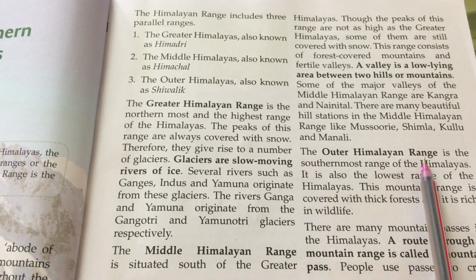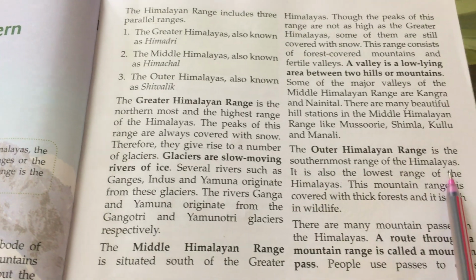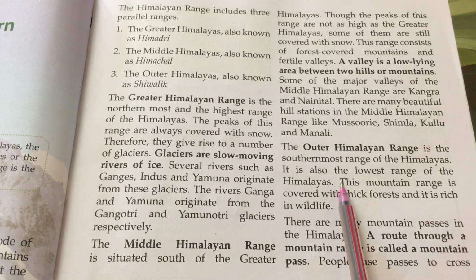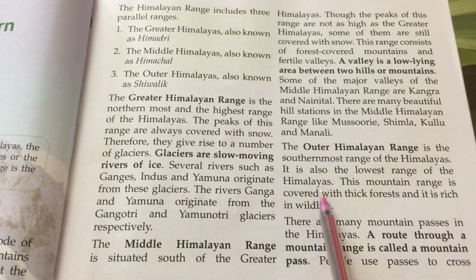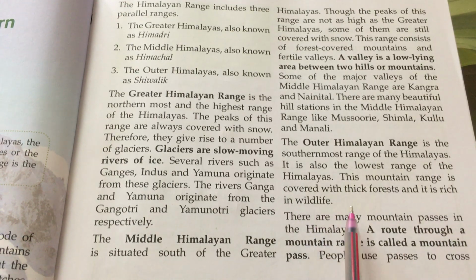The Outer Himalayan range is the southernmost range of the Himalayas. It is also the lowest range of the Himalayas. This mountain range is covered with thick forests and it is rich in wildlife.